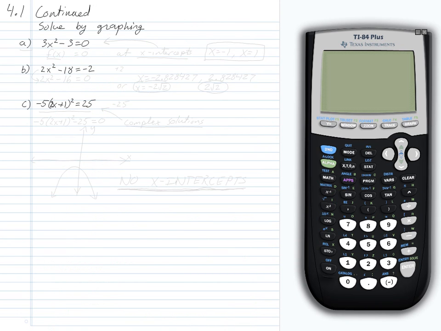So that is what the discriminant is used for and how we would calculate it and interpret the results. Now the final idea that I'd like to look at in this section is that of the solution by graphing. So again, I'll go back and I'll look at 3x squared minus 3 equals 0.